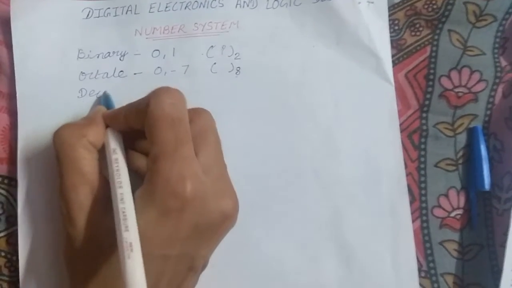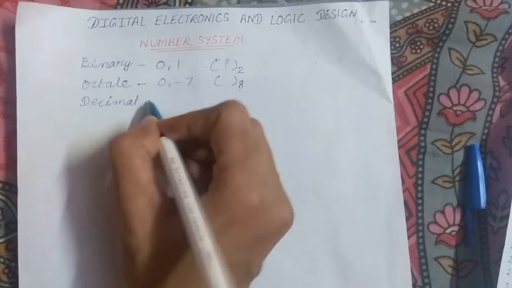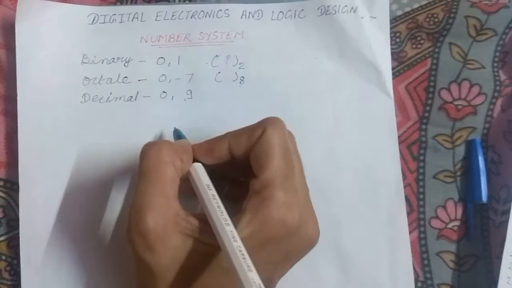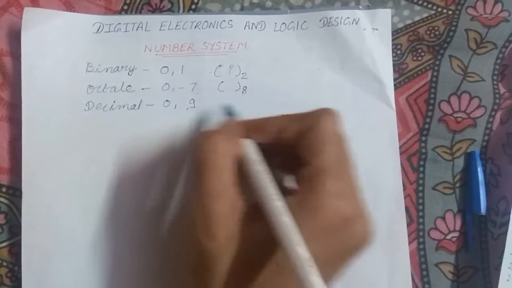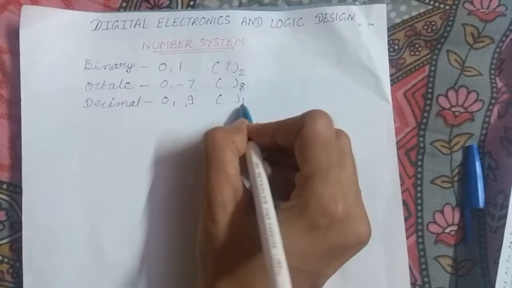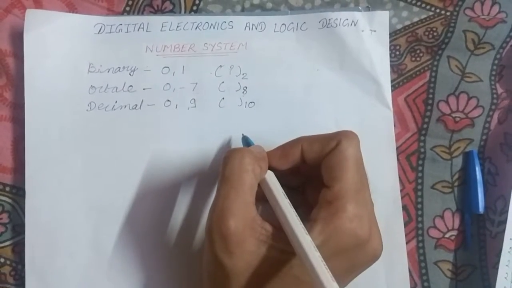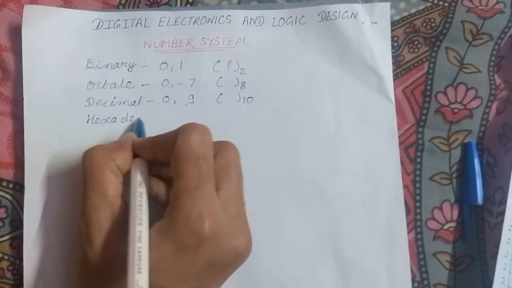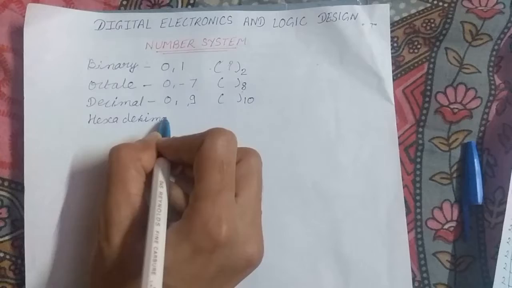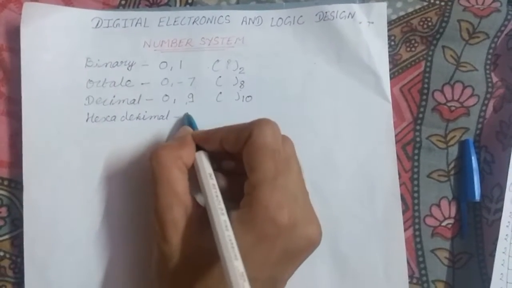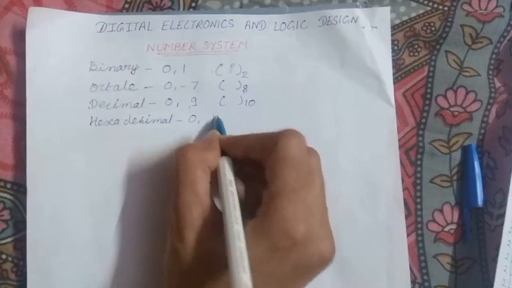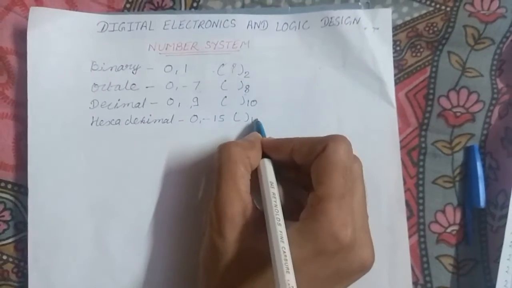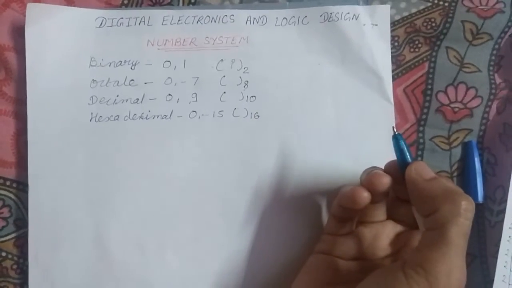Next one is decimal. Decimal means numbers starting from 0 to 9. 10 digits are there, 0 to 9. Here, the representation in terms of base is 10. For hexadecimal, we have 16 numbers from 0 to 15, and the base representation is 16 for hexadecimal.